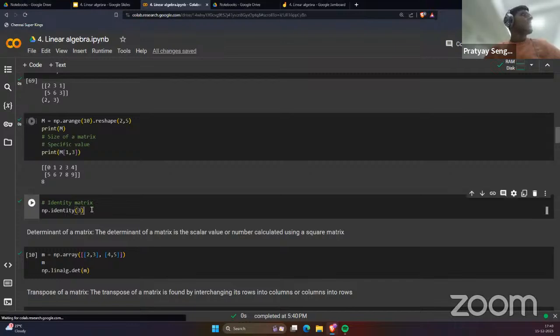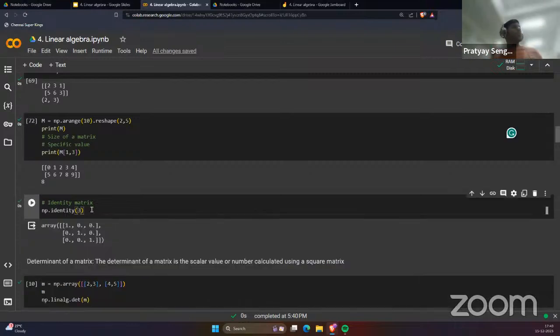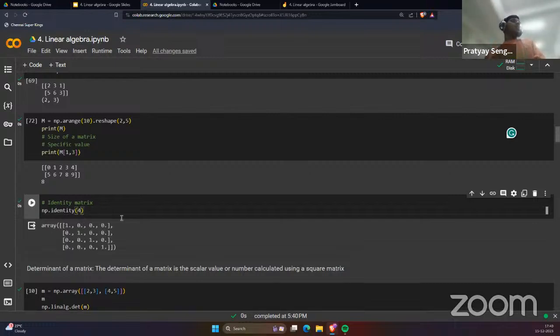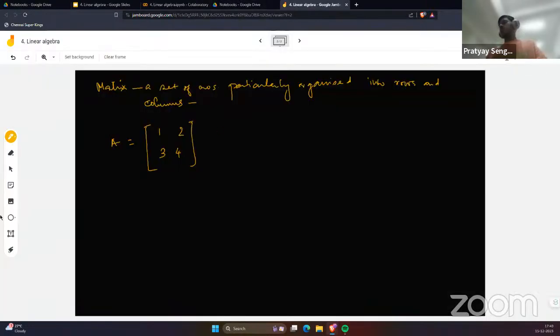Right. And then you can also generate an identity matrix. So np.identity will generate you an identity matrix of size 3, or whatever size you want. If you want identity size of 4, it will generate. So identity matrix is your I. That is, diagonal elements have to be 1. So this is a 3 cross 3 matrix. So these are all 0, and this is the diagonal matrix.